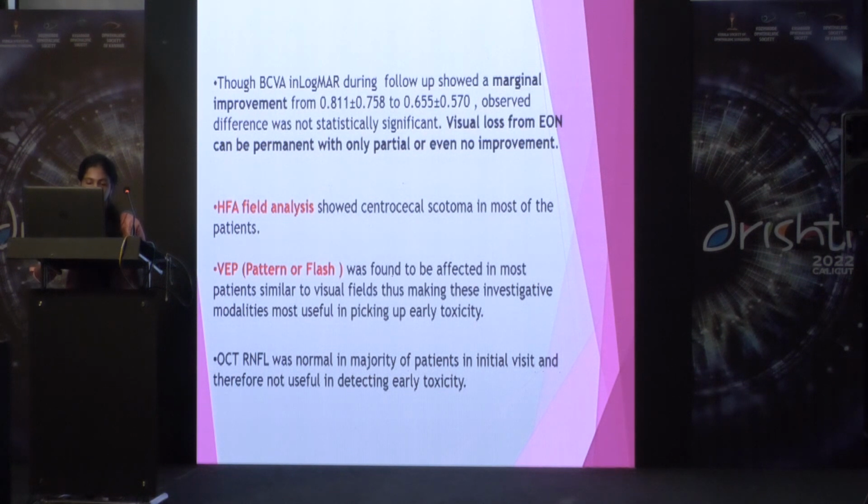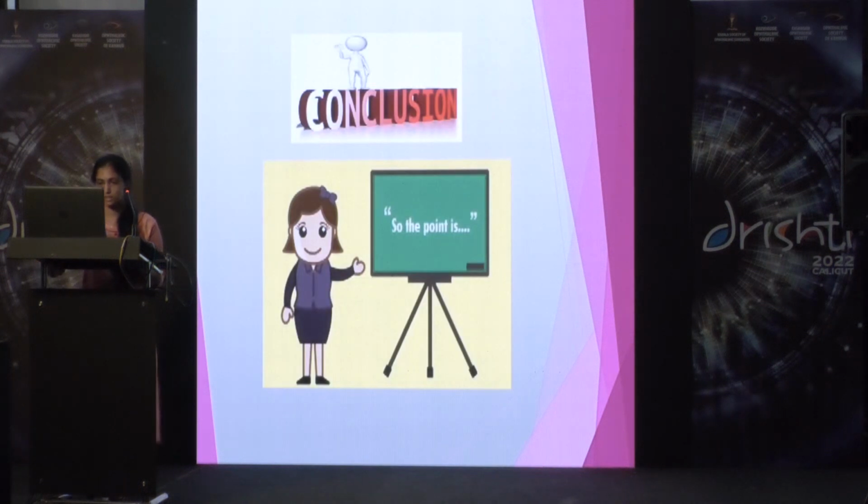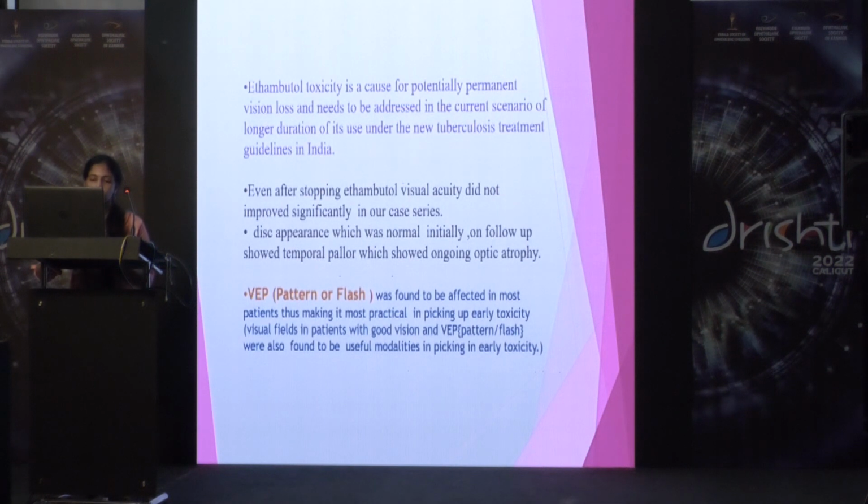The OCT RNFL was normal in the majority of patients at the initial visit and therefore not useful in detecting toxicity. Disc appearance can be normal, hyperemic, or sometimes with peripapillary hemorrhages or mild temporal pallor. In our series, 36% of those with normal disc at presentation subsequently developed temporal pallor on follow-up, indicating ongoing optic atrophy.